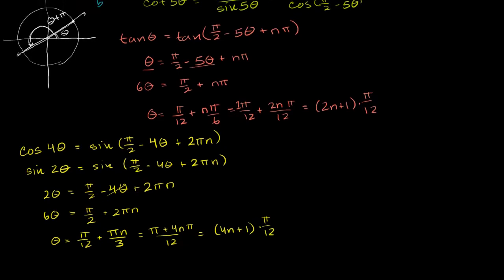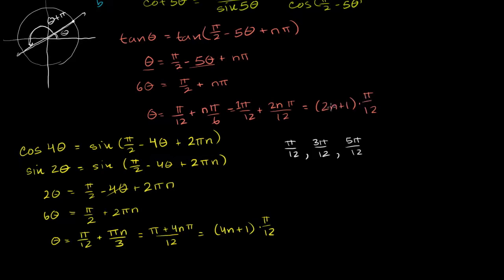So let's just count. Let's start at n equals 0, using this n up here. If n is equal to 0, we just have pi over 12. If n is 1, we get 3 pi over 12. If n is 2, we get 5 pi over 12. And we can't make n equal 3, because then this would be 7 pi over 12, which is greater than pi over 2. That's greater than 6 pi over 12. So we can't have that.